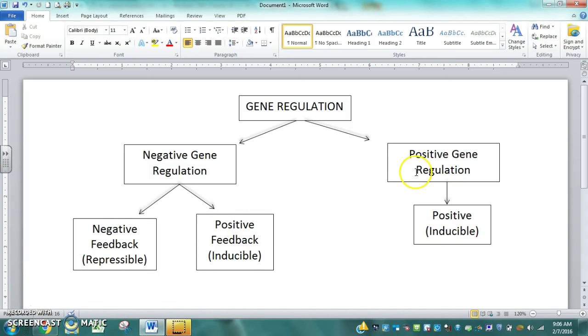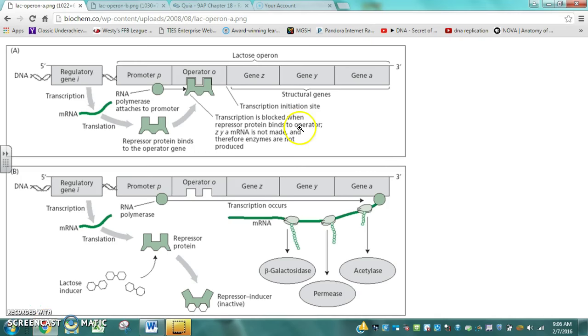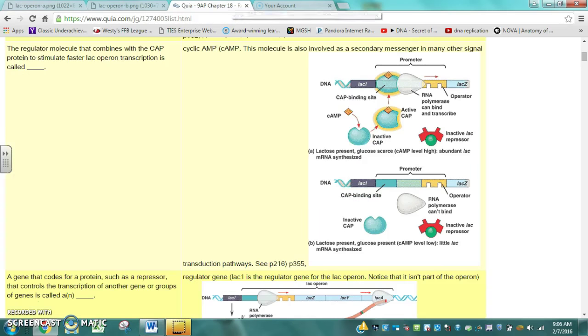Okay, and then our final example here is positive gene regulation. So again, when we get away from regulators, then we start talking about positive gene regulation. Remember, the definition of that was any chemical that helps transcription occur. And there's a number of examples of them, most of which are positive feedback systems for you. So I think we'll just take a look at what the book had.